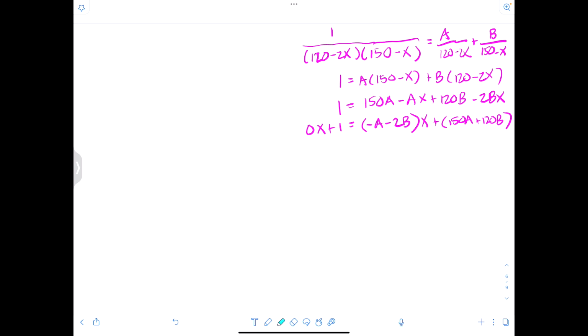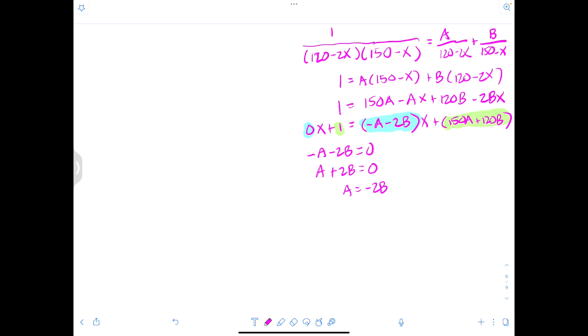So I'm going to equate the coefficients, and then we will have negative a minus 2b is equal to 0. That gives us a plus 2b is 0, multiplying by negative 1 on both sides. So a is negative 2b.